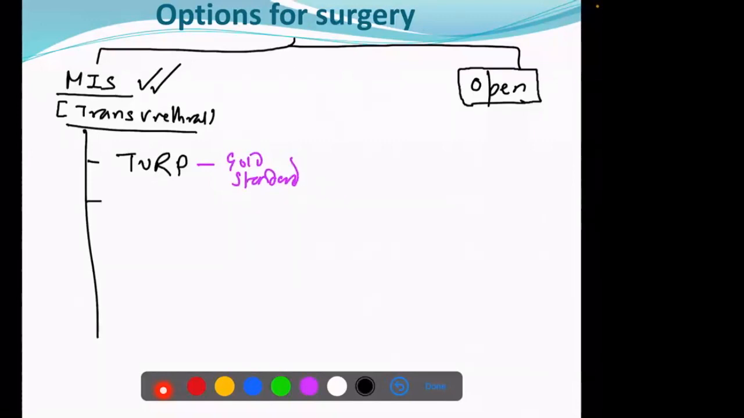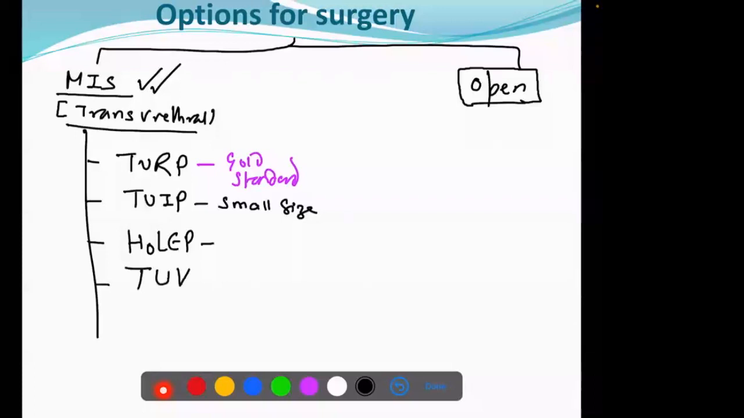There are other options like TUIP, transurethral incision of prostate. This is usually done for smaller prostate, small size. HOLEP means holmium laser enucleation of prostate. Here we use a laser to enucleate the prostate. Okay, there's a difference between resection and enucleation. I'll explain. We have transurethral vaporization of prostate. Here, in both cases, we use laser. Holmium YAG laser is used. Okay.